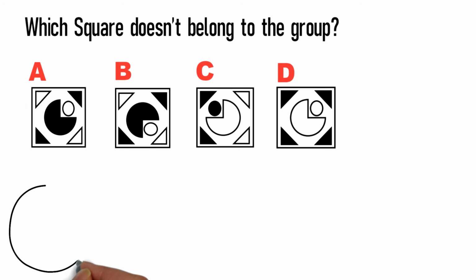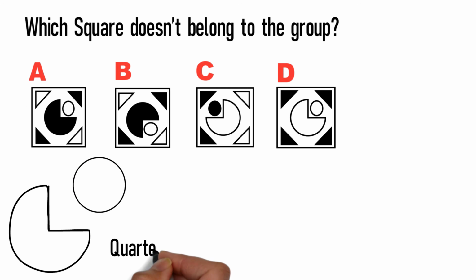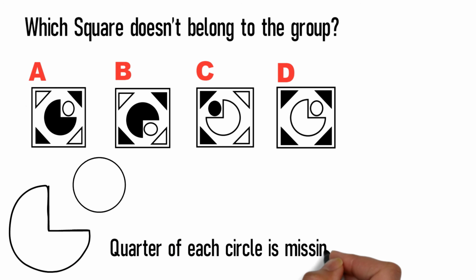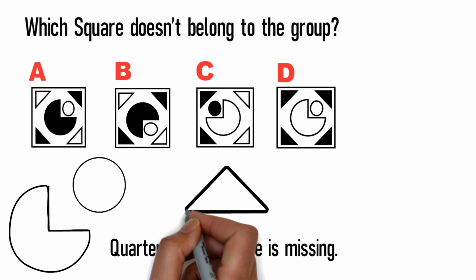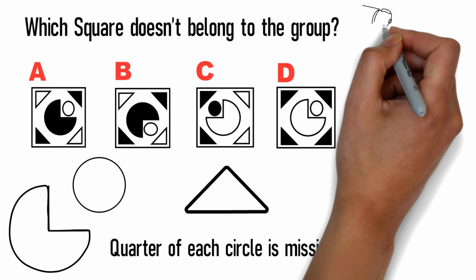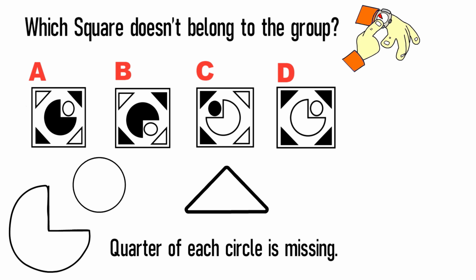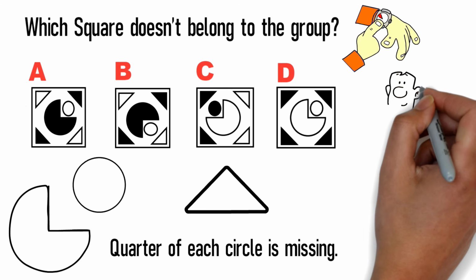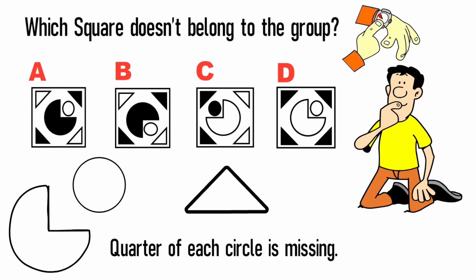Each square contains 2 circles inside. In the large circle, a quarter of each circle is missing, and instead replaced with the small circle. All squares also have triangles in the corner. Give yourself 5 to 10 seconds to see if you can come up with the answer. Do you see the answer? Let's continue to see how we can solve this challenge and get to the correct solution together.